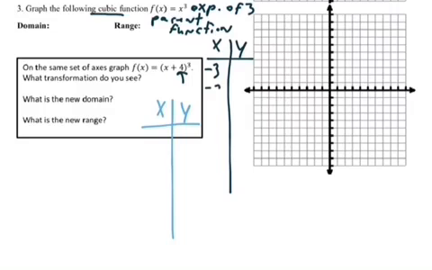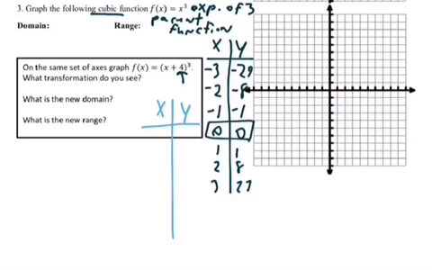For this one, I'm going to be graphing it from negative 3 to 3, and you're going to see negative 27, negative 8, negative 1, 0, 1, 8, and 27. So I have 27 and negative 27, negative 8 and positive 8. And you're going to notice, since it's a parent function, it goes through 0, 0.